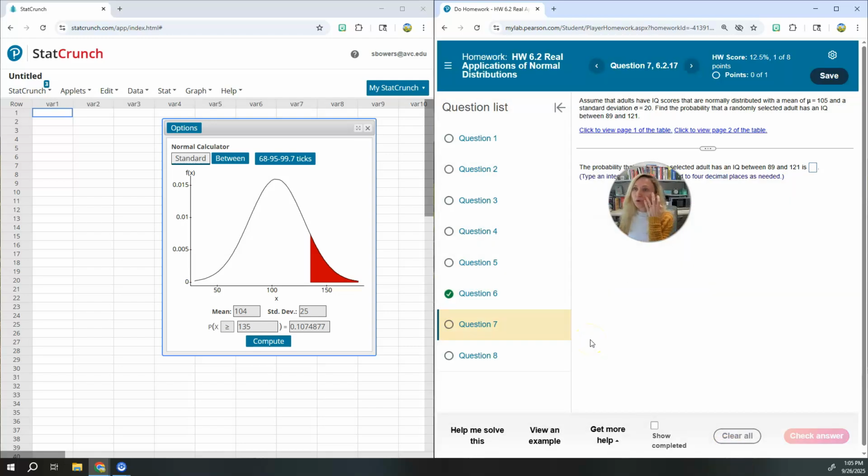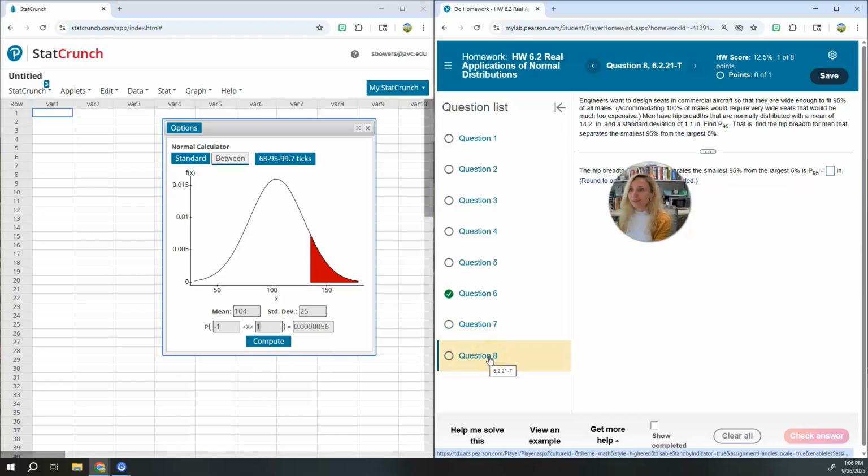In the next question, we are asked to find the probability that a randomly selected adult has an IQ score between 89 and 129. Again, we are given the mean, it's 105, so we'll need to adjust the mean here in StatCrunch. Standard deviation is 20, which we also need to enter in StatCrunch, and we will use the Between button to enter the scores of 89 and 129. And don't forget to round to the indicated place value.